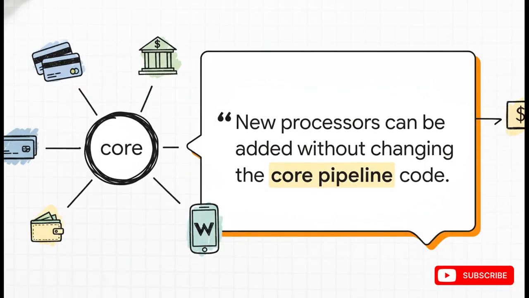This is the perfect real-world example. Imagine a payment system. It needs to handle credit cards, PayPal, bank transfers, you name it. The core system just knows it's talking to a generic payment processor. You could add a totally new crypto payment method tomorrow, and the main system doesn't need to be changed at all. That is incredibly powerful stuff.